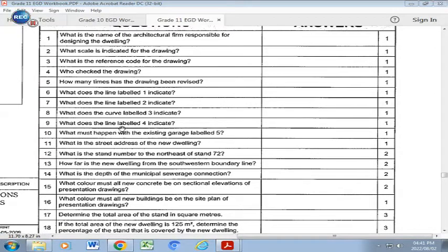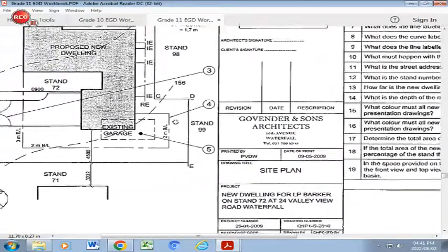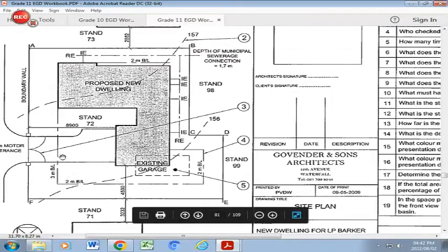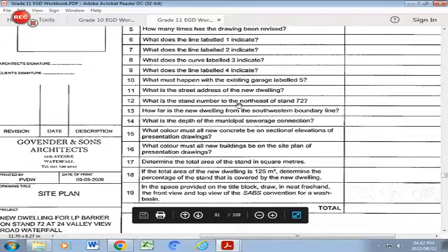Let's look at number 9. What does the line labeled 4 indicate? So we're going to go to number 4. And you will find that it refers to this chain line that you will see here going right around. And that refers to the building line. And the building line means that no building must be outside of that specific space there.